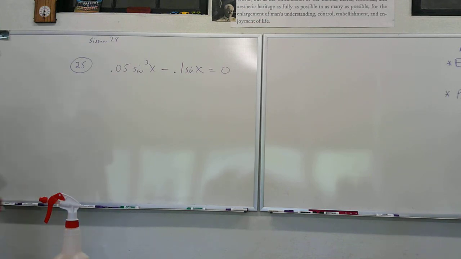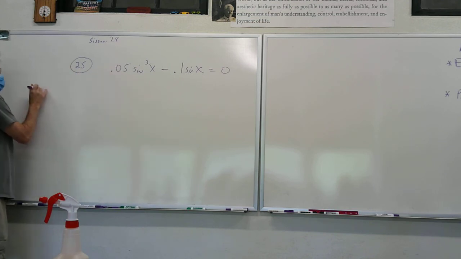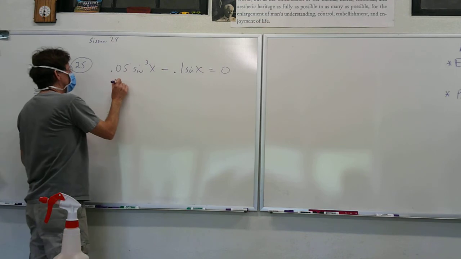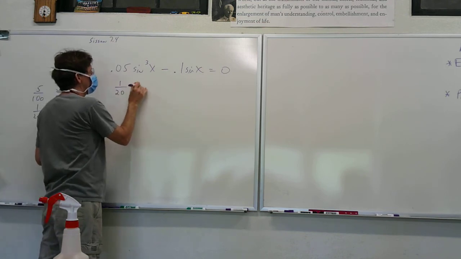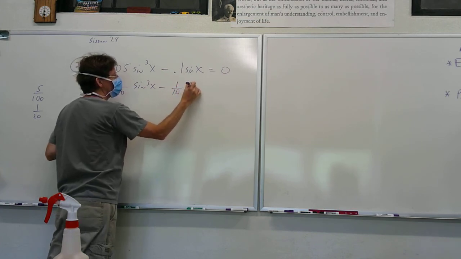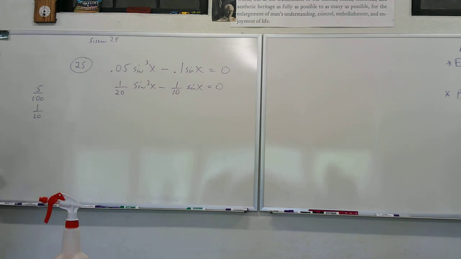Here's the problem. That is tens, hundreds. That's 5 over 100. So that's really just what? 1/20th. I like that a lot better. And that's just 1/10. Is that okay? Now, at this point, if you wanted to, does everybody agree you can multiply everything by 20 and totally eliminate the fractions? Yes. Yeah, just multiply everything by 20.